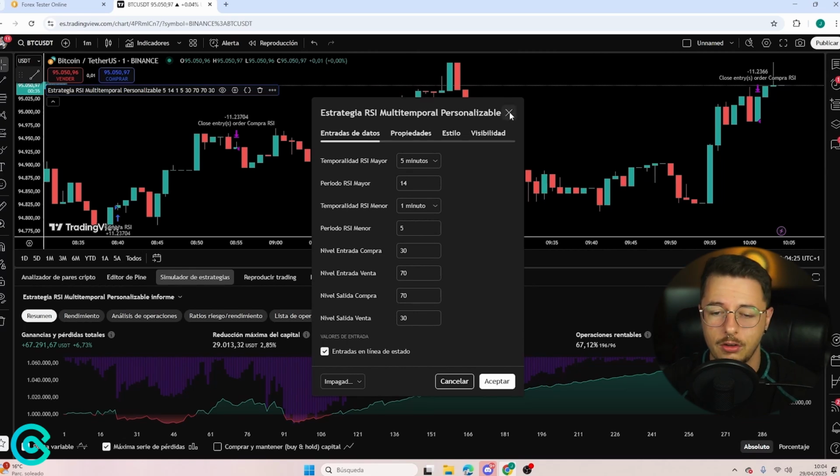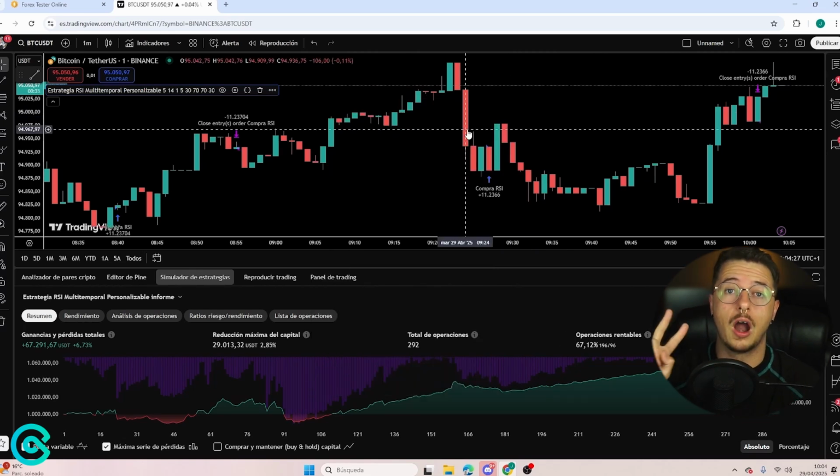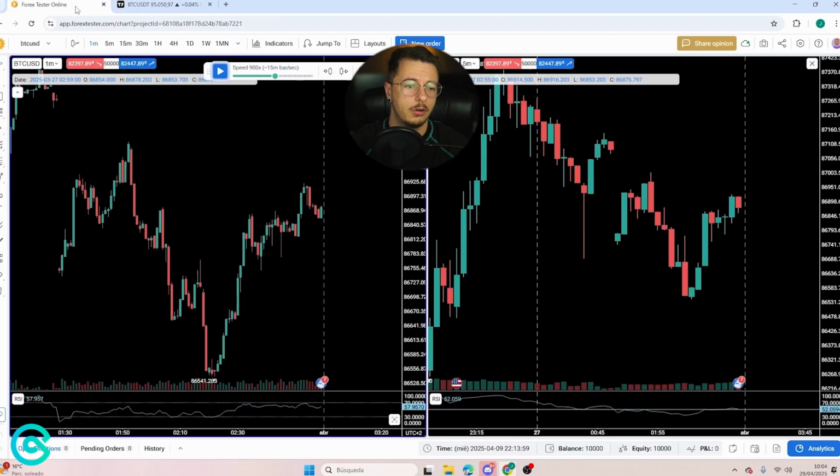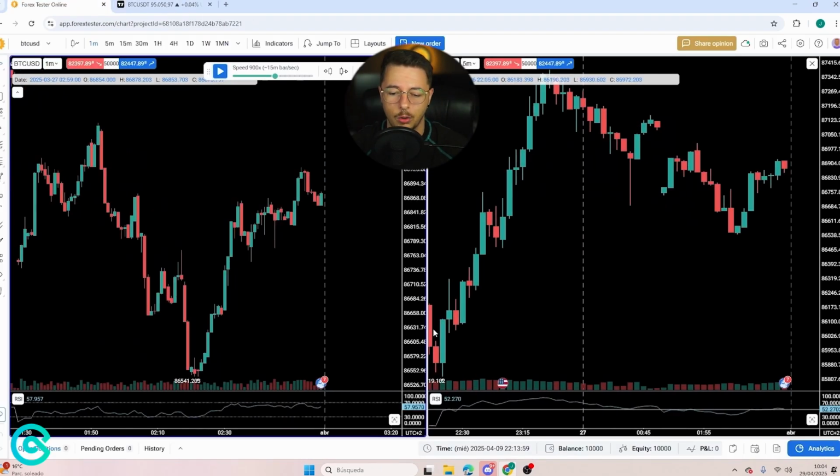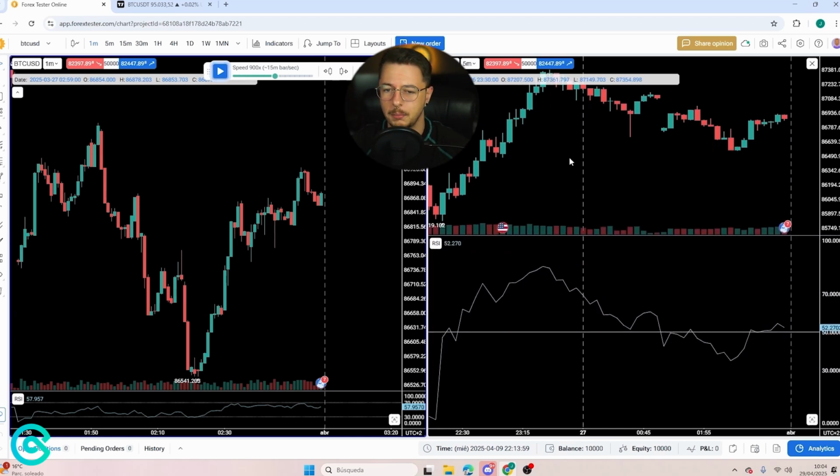And basically what this trading strategy does is use two RSIs. Okay, so I'm going to come here to Forex Testers, more or less explain how it works. And we're going to use two RSIs, one in the 5-minute chart and the other one in the 1-minute chart. So first of all, let's come to the 5-minute RSI, and what we're going to search on the 5-minute is the trend. Okay, so we're going to search the trend with the RSI.